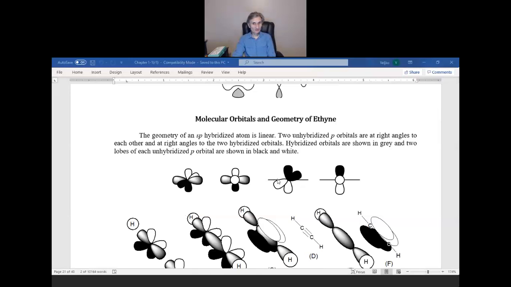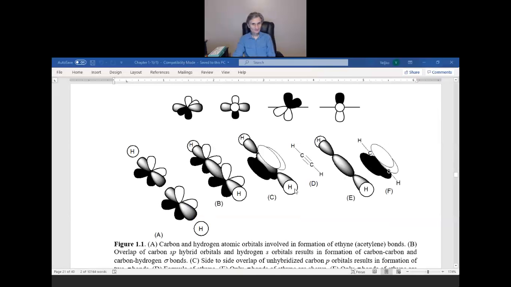Here are hybrid orbitals shown as lines. Unhybridized shown again. Again, the view from the top. And a view at an angle best shows the bonding.